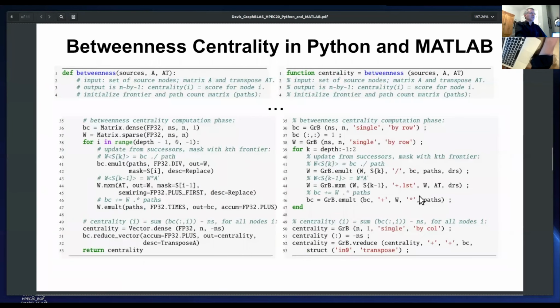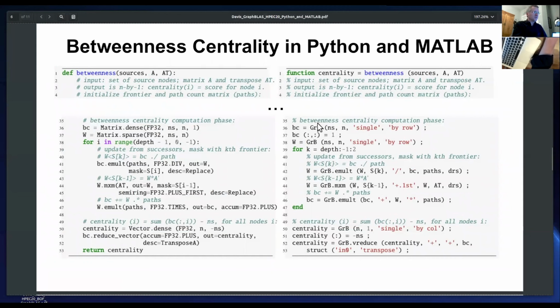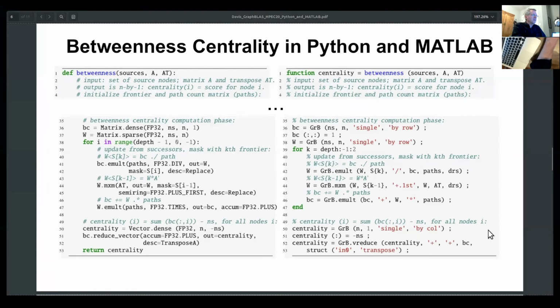Betweenness centrality is a little bit longer, so I'm just showing the second phase. The first phase has summed up the number of shortest paths through all nodes. The second phase computes the centralities in a backward pass, starting at the last level here for k equals depth, and then working backwards to the source nodes. The S array is an array, or a cell array in MATLAB, of GraphBLAS matrices, and S of k contains the pattern of the frontier nodes at the kth level. This frontier is used as a mask when summing up the contribution of these nodes to the final centrality.